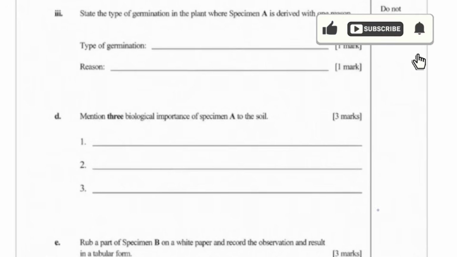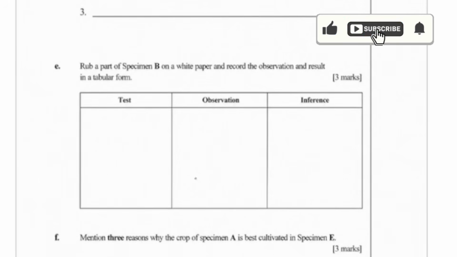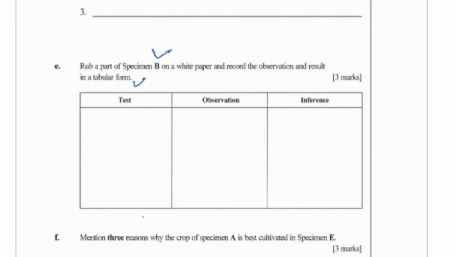Moving on to the next page, we say here that you are asked to state the type of germination in the plant where specimen A is derived from with a reason, and then you're asked to mention three biological importance of specimen A to the soil. And here you're asked a very interesting exercise, to rub specimen B on a white paper, record the observation and the result in a tabular form. So expect something like this in your exams. It's going to come, I'm very sure this is going to come in different ways. And then you're asked to mention three reasons why the crop of specimen A is best cultivated in specimen E.